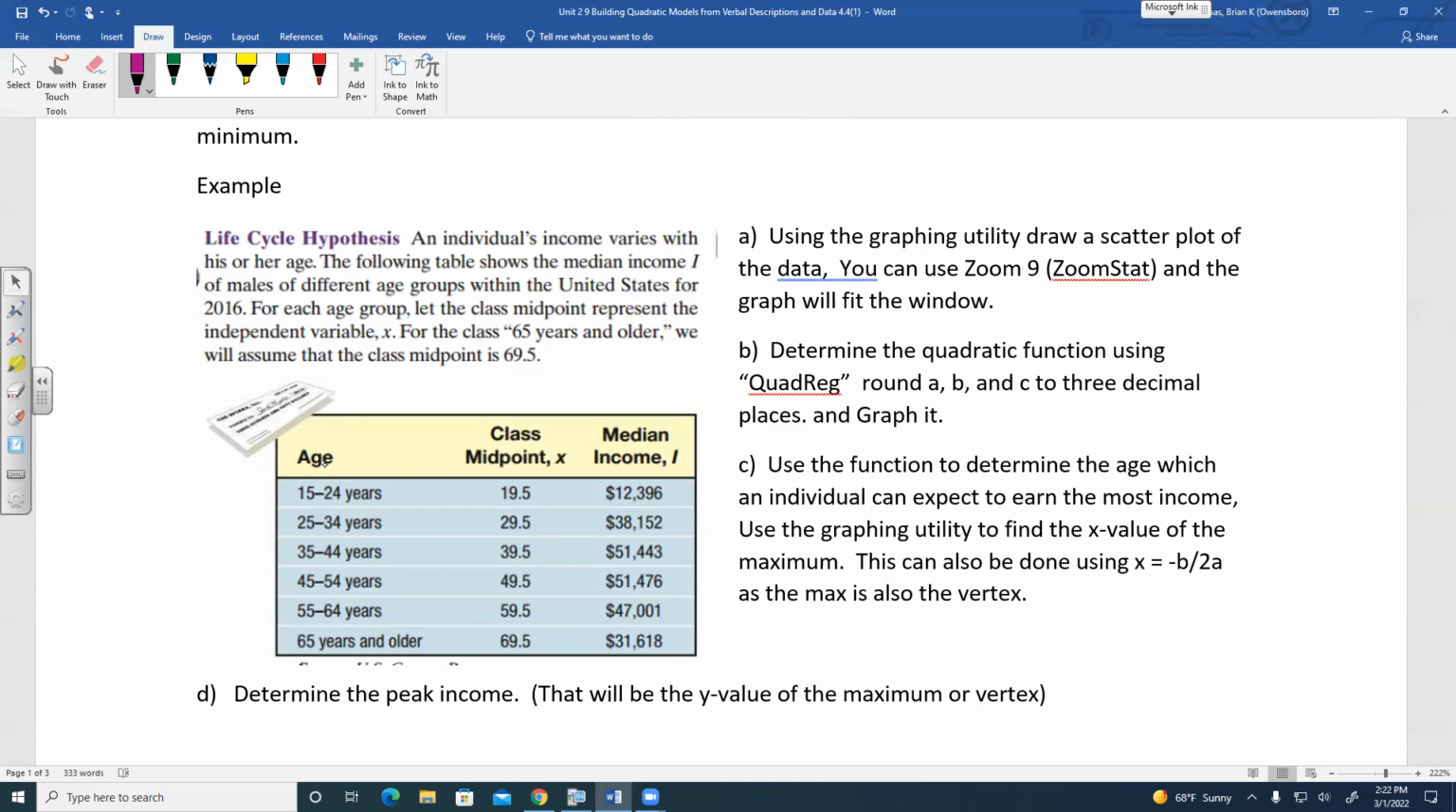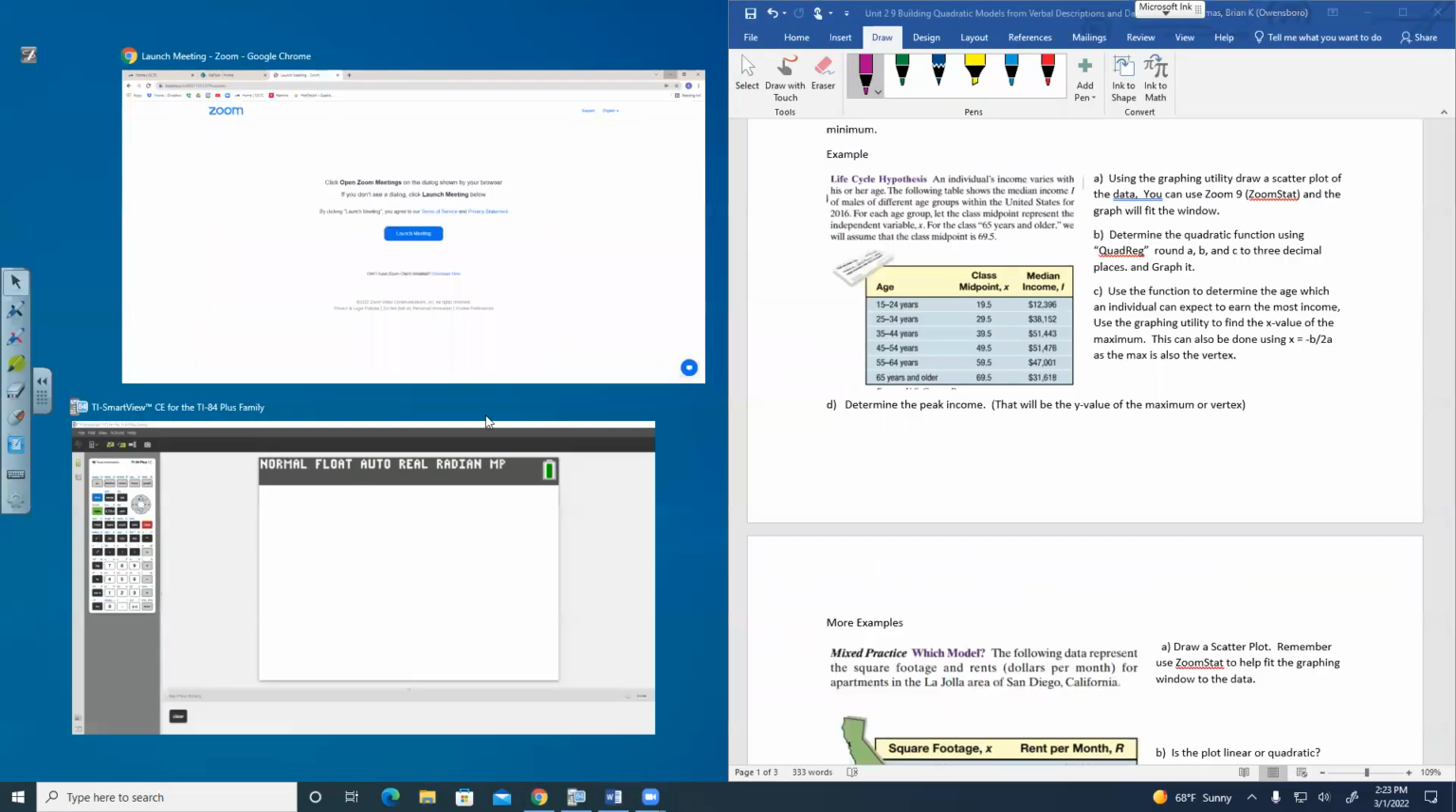So let's see what the first set of directions asks us to do here. Use the graphing utility and draw a scatter plot of the data. And we're also going to use ZoomStat, which, since we had trouble fitting the graph to the window, will automatically fit the window to the data. So that's what we're going to take advantage of this time. I didn't see that last time, so we're going to take advantage of that ZoomStat feature. Pays to watch some videos. So let's see if we can make this happen here.